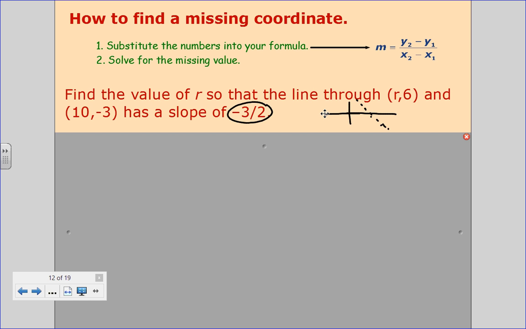Okay, but we're looking for what value for that x would make this scenario true. And so what we'll do is we'll just substitute what we know into our equation and solve for what we don't.